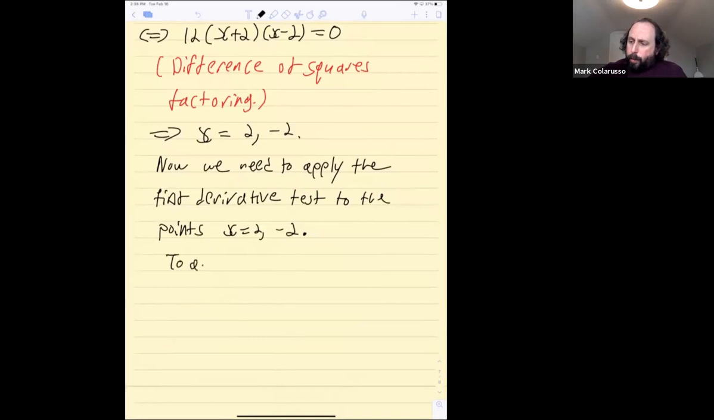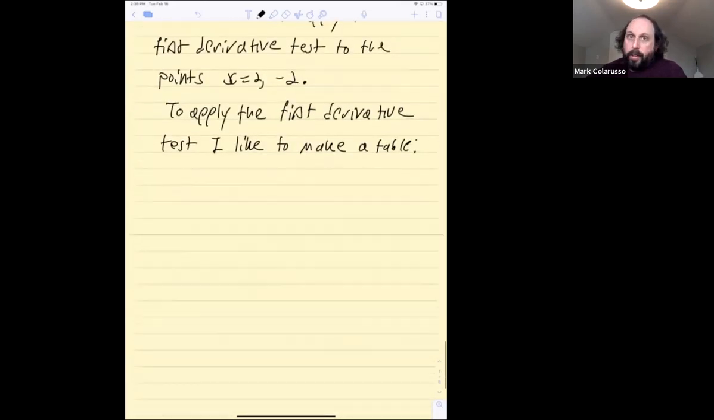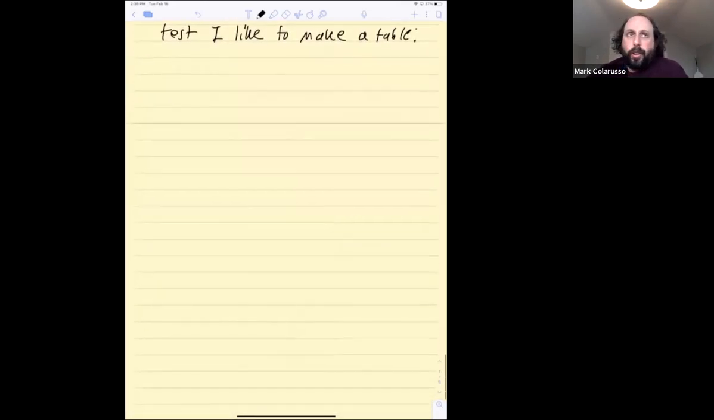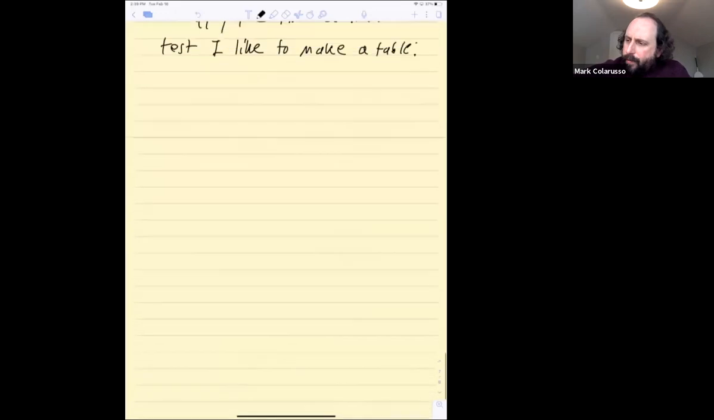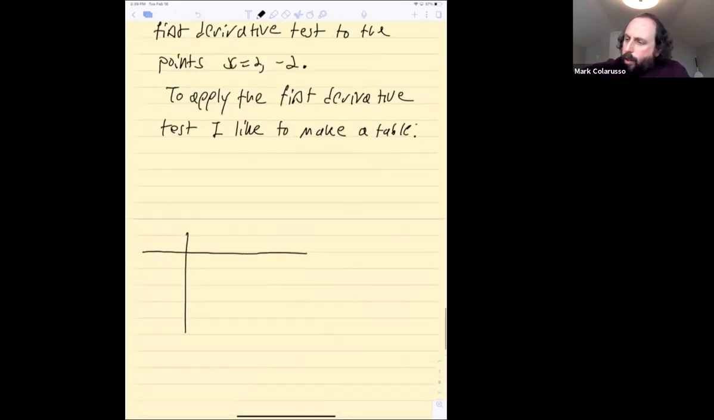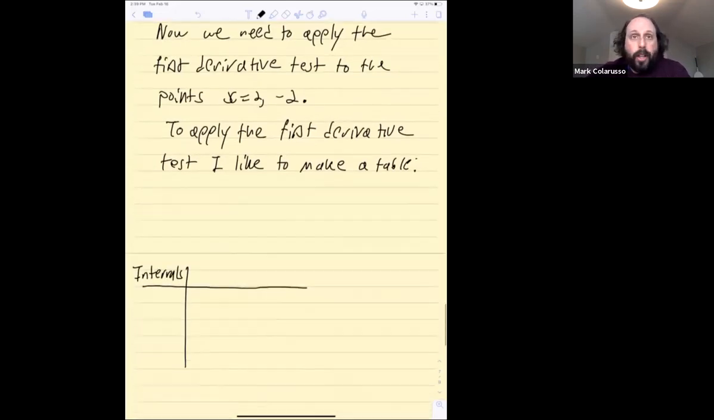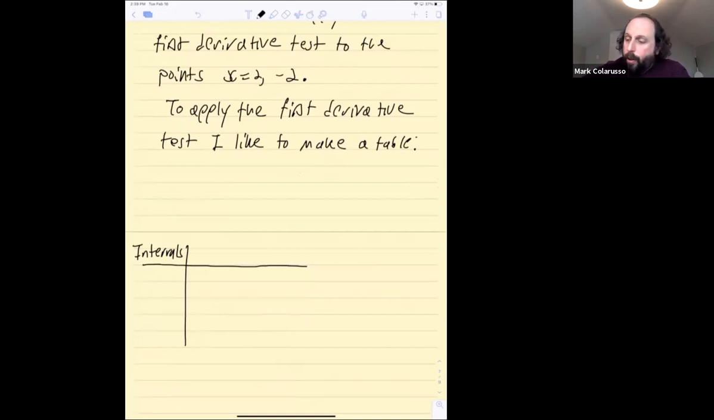So to apply the first derivative test, I like to make a table. I'll try to make the table on one page. What I do is I have one column. The first column is the intervals, where I'm checking the sign of the derivative f prime.